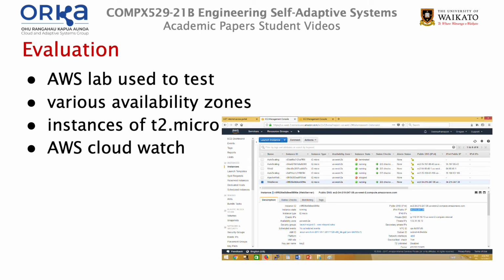In order to do this, they used Amazon Web Services. They actually deployed in various availability zones. They used instances of T2 Micro, so that's the smallest you can get, and they got their metrics from Amazon Web Services CloudWatch service in terms of response time and number of requests.